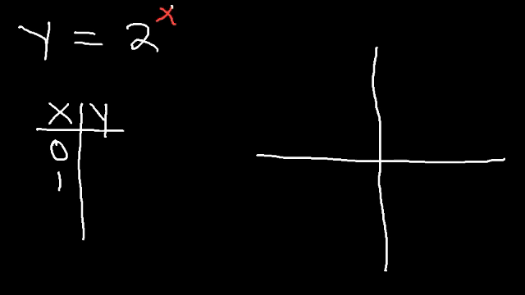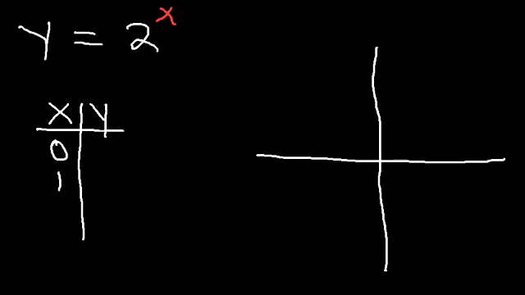Now this function has a horizontal asymptote. The horizontal asymptote is the x-axis. It's y equals 0. Now if you see a number like plus 3, the horizontal asymptote will shift 3 units up. So it's now y equals 3. So if the function was 2 to the x minus, let's say 4, the horizontal asymptote is y equals negative 4. But if you don't see that number, then it's y equals 0.